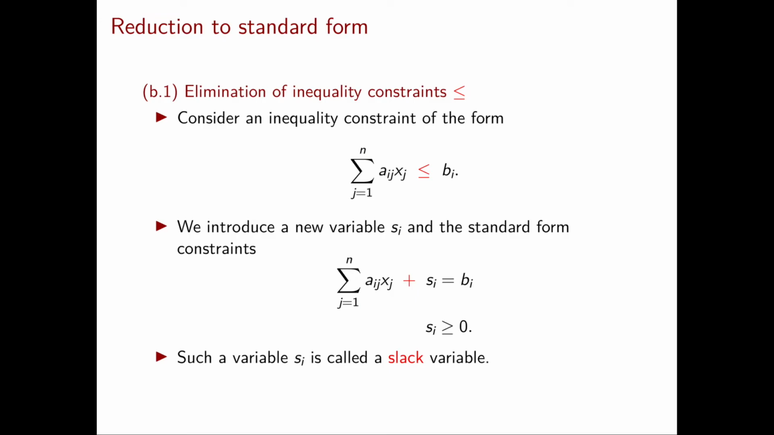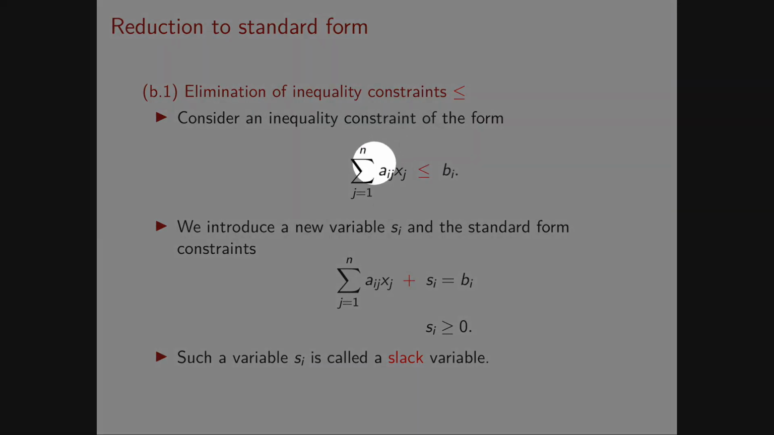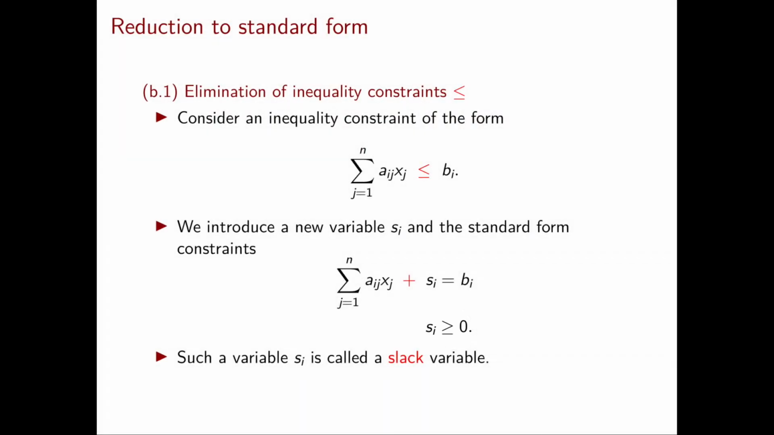The idea is to transform it into one equality constraint, which is of course allowed in a standard form problem, and we're going to do this by adding just one new variable that represents the slack between bi and this sum. This new variable is called si, that stands for slack. So instead of writing this original constraint, we write the same left-hand side plus si equal to bi, with si greater than or equal to 0.